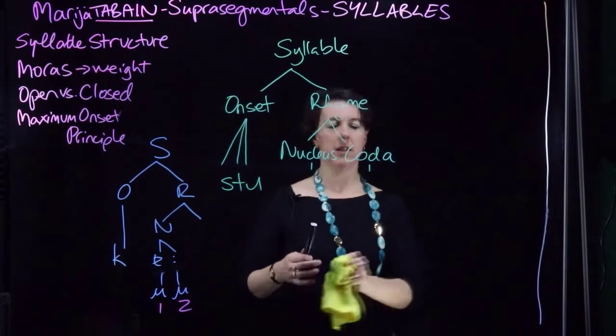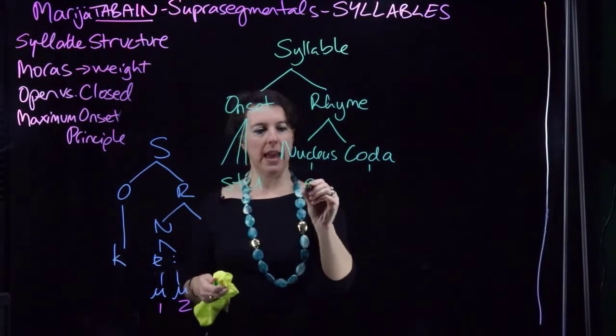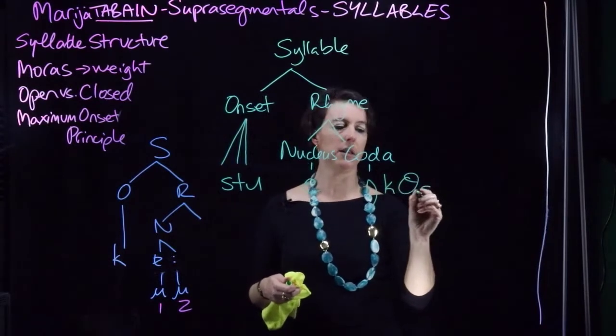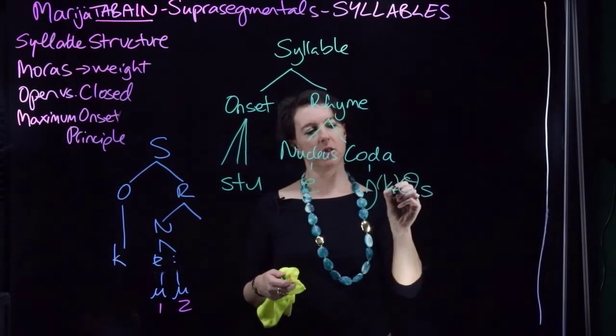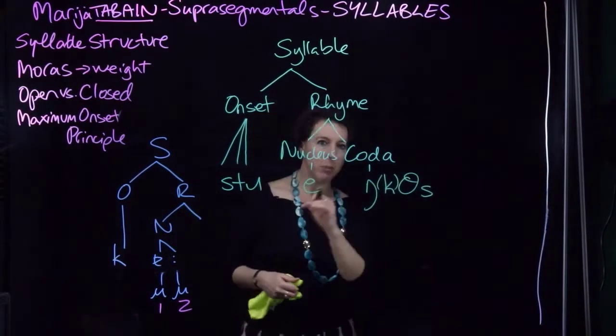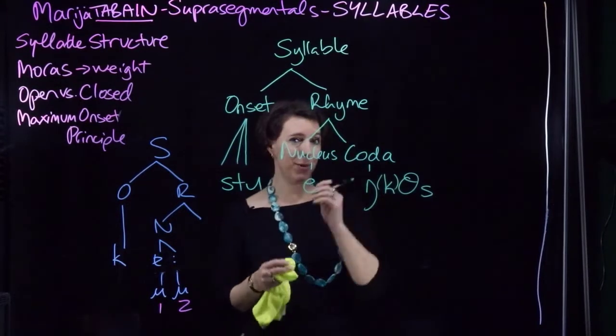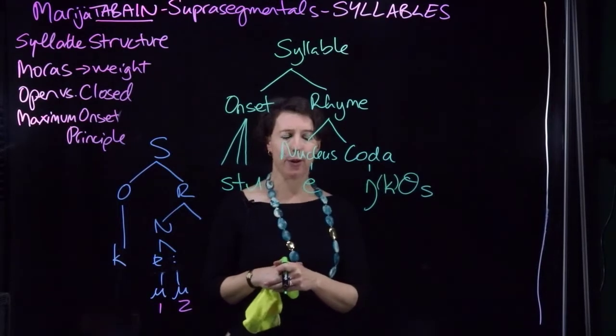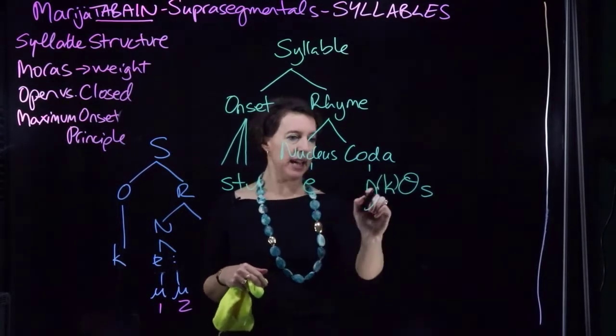So we could have s-t-r, e, ng, k, th, s. I don't know if you think that there's a k in strengths. That would probably be an excrescent stop. If you remember, we briefly mentioned that in a class on phonological processes. But anyway, let's just say that the k is in there.